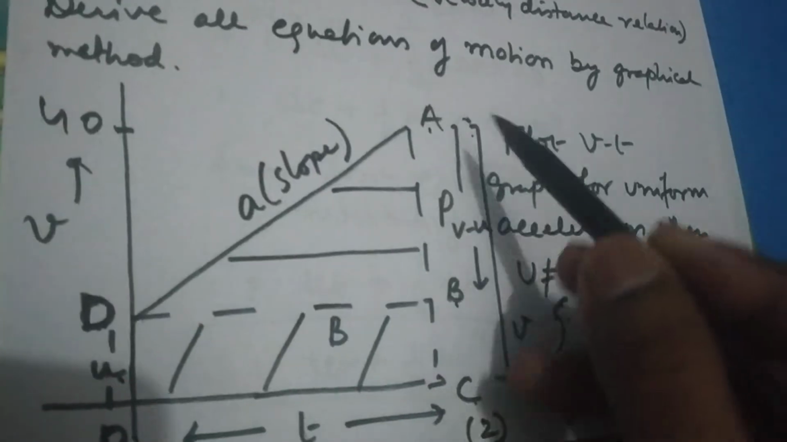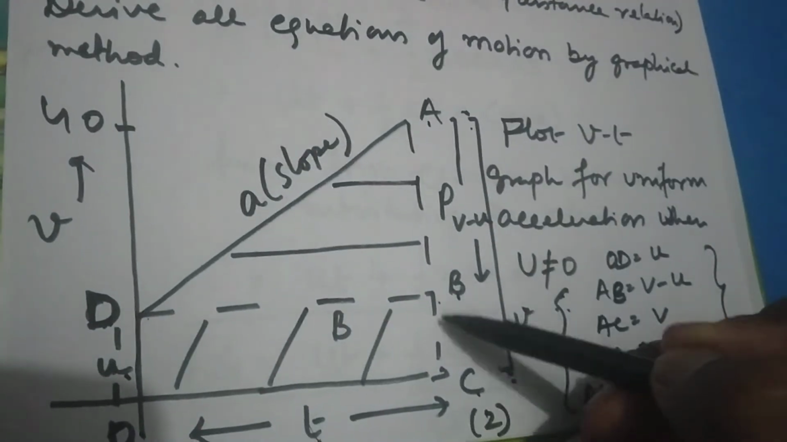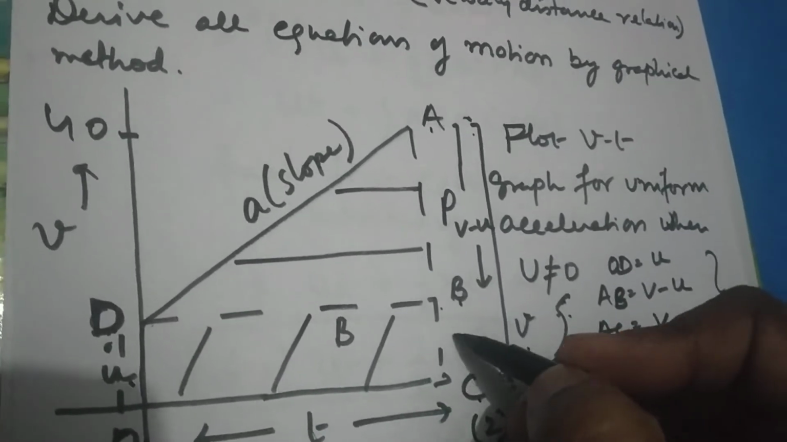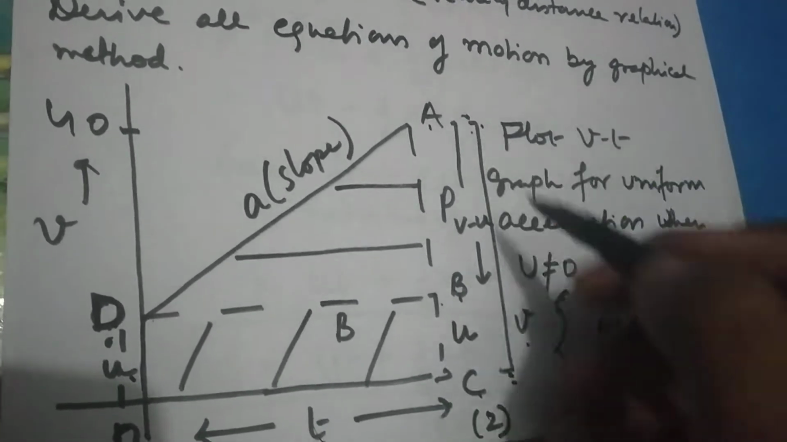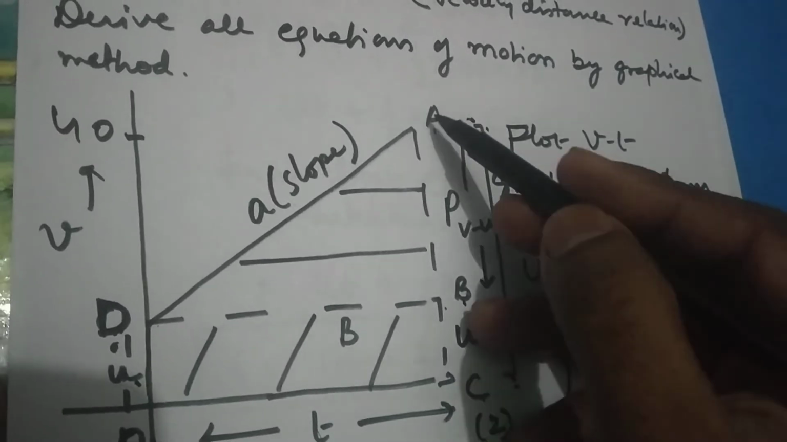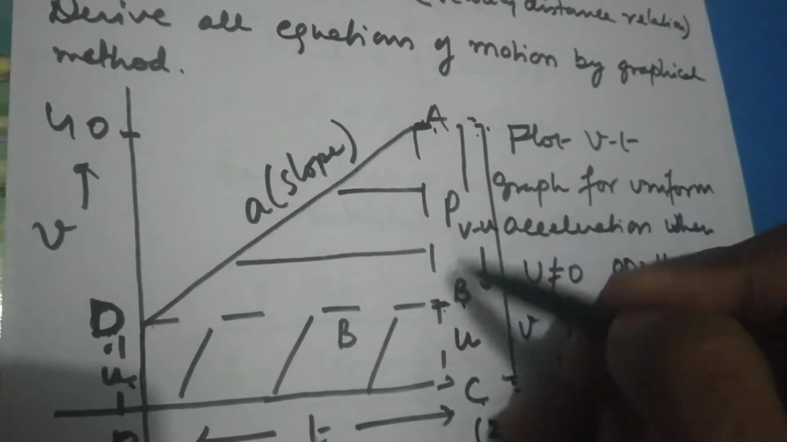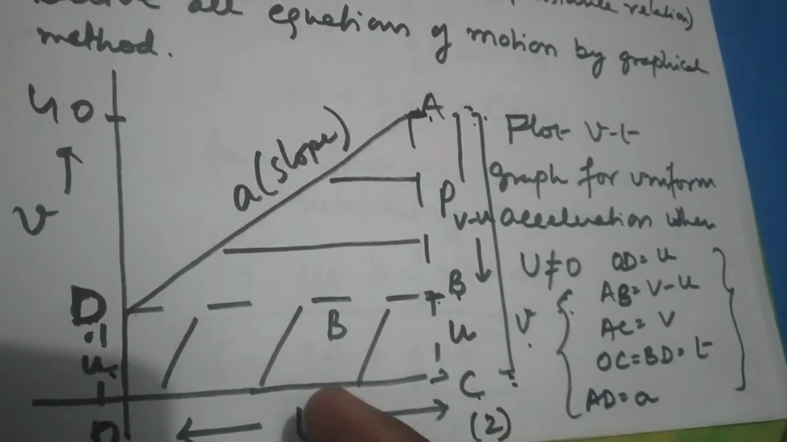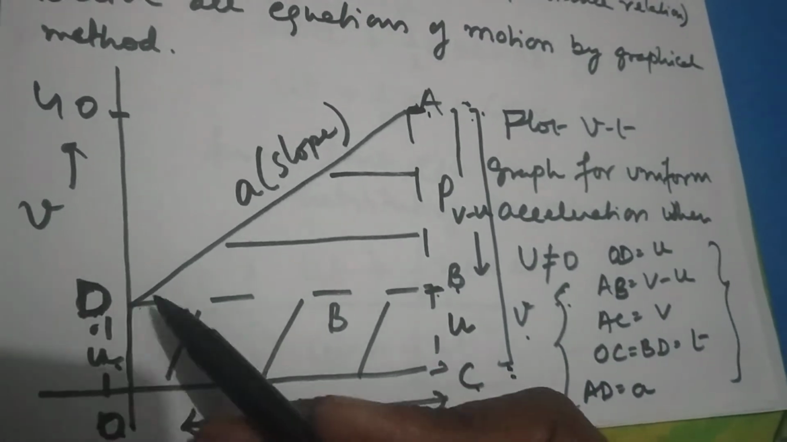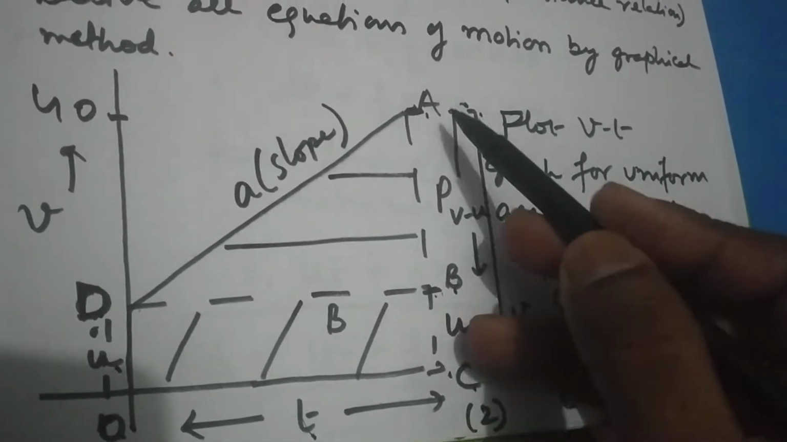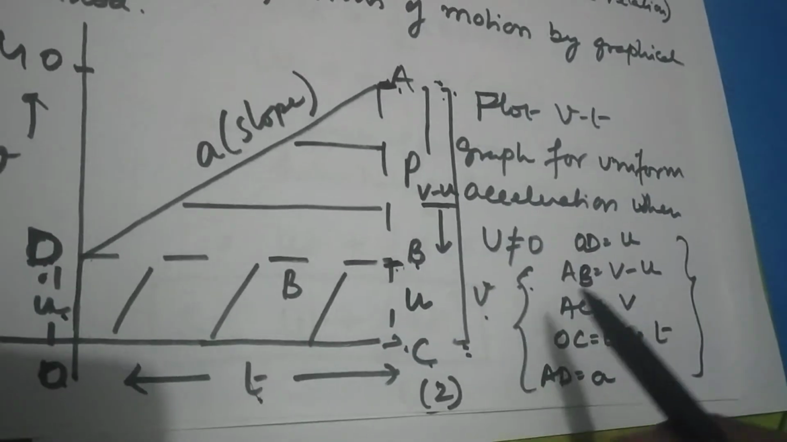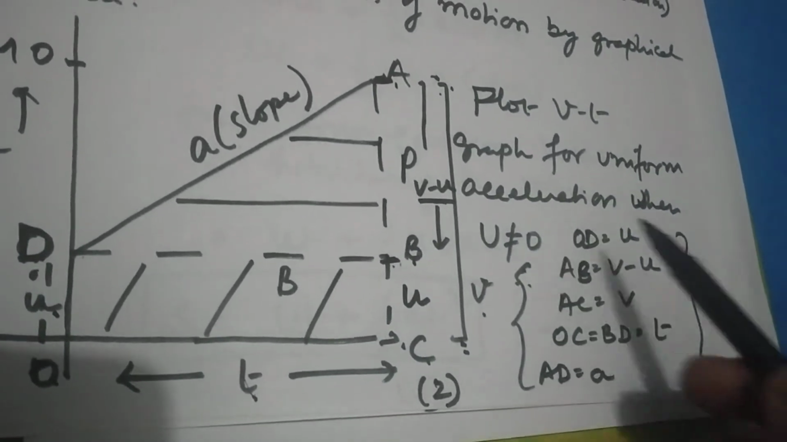And what will be this portion? V minus u. If this is the complete v and this is u, and this is parallel, so this is u and this is also u. If you subtract u from v, this portion is obtained. This is v minus u. Try to understand them. See the video at least 2 or 3 times. So if you find AB, it becomes v minus u.